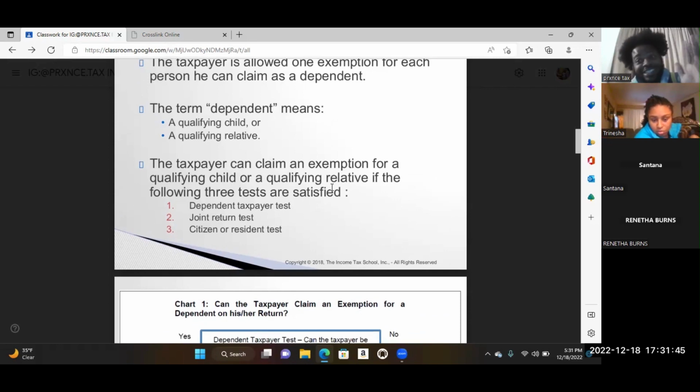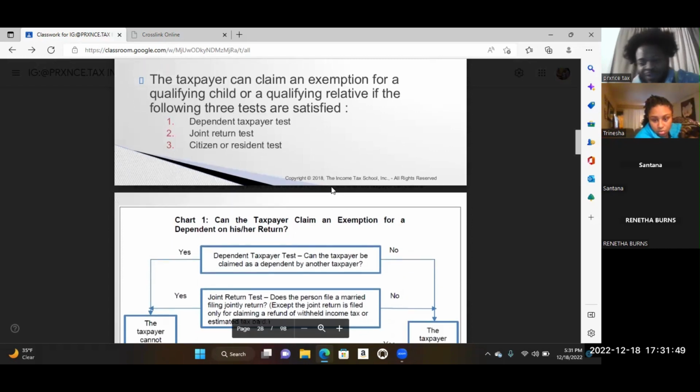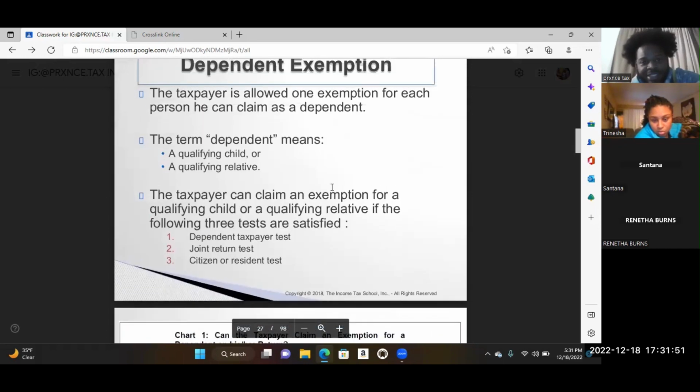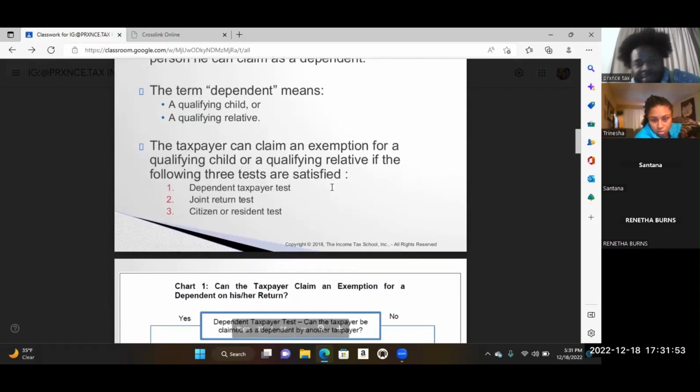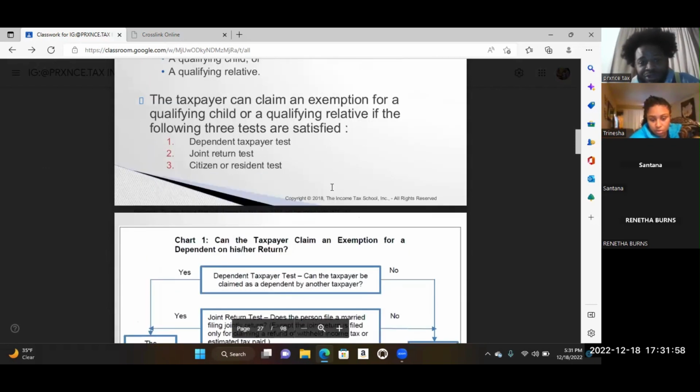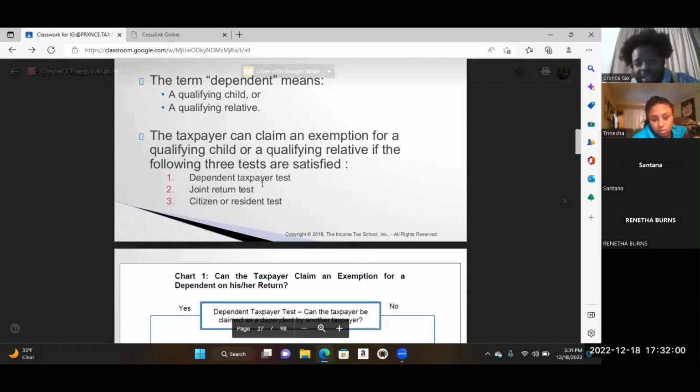I'm telling you, taxes is crazy. People try a lot of things, especially when they see these big refunds. So next, the taxpayer can claim an exemption for a qualifying child or qualifying relative if the following 3 tests are satisfied. This is important.